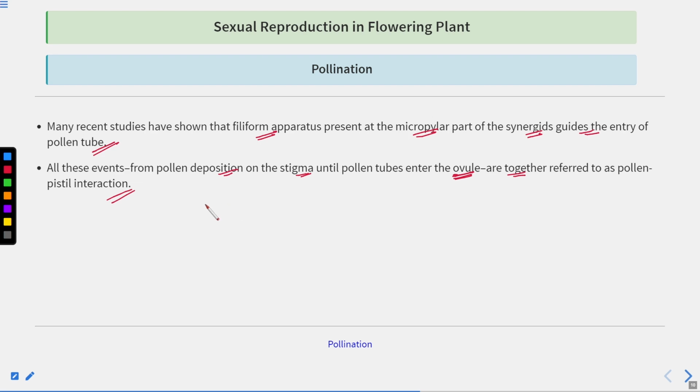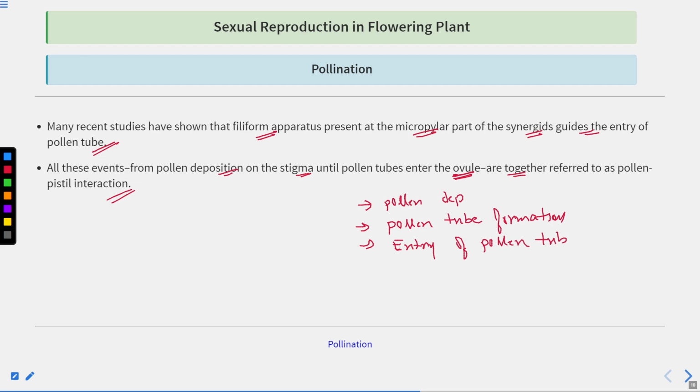So finally, how can you define pollen-pistil interaction? What is the first step? Pollen deposition. Then pollen tube formation. Then the third one is the entry of the pollen tube into the ovule, or you can say into the embryo sac finally. Clear? So these are together known as the pollen-pistil interaction.